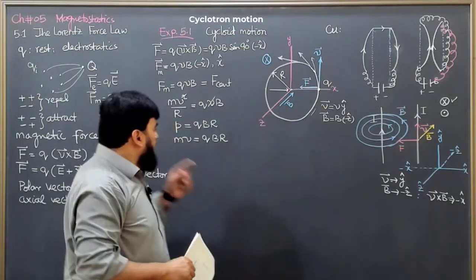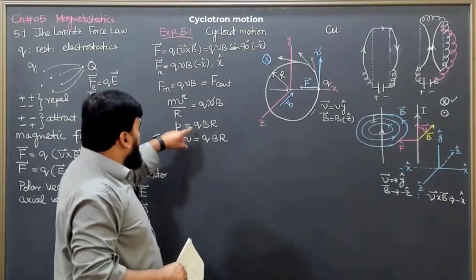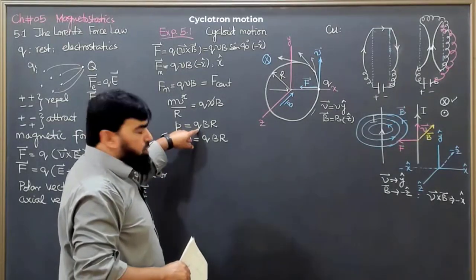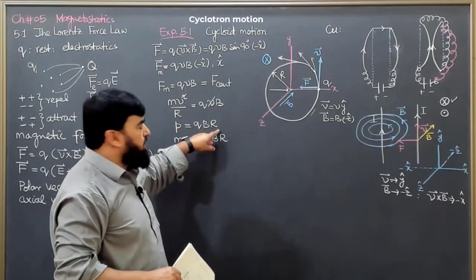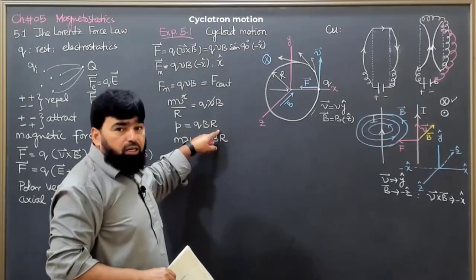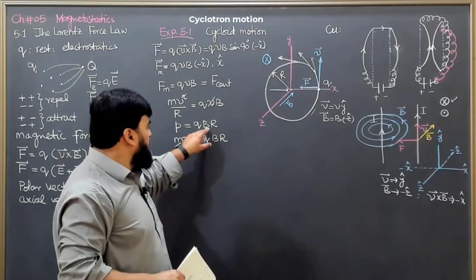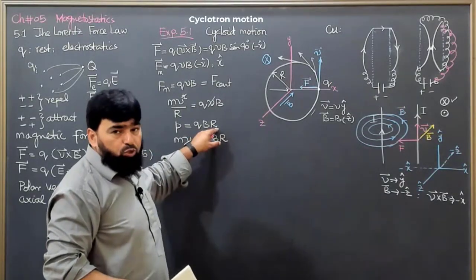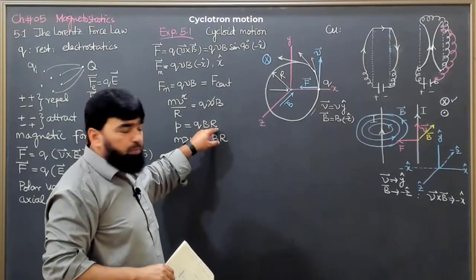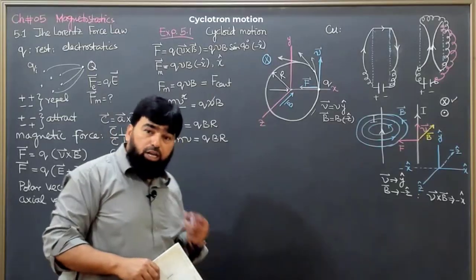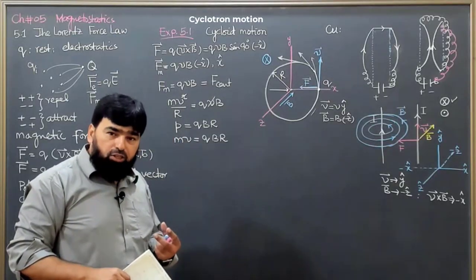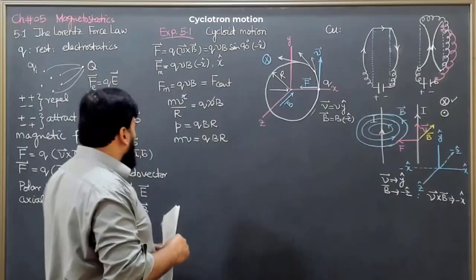Another way, if for example Q is unknown and I know the momentum, B and R, then these things can very easily be known because we know how much magnetic field we are applying, and then it will give us the nature of the particle, what kind of particle this is.